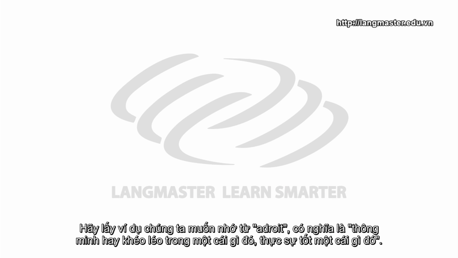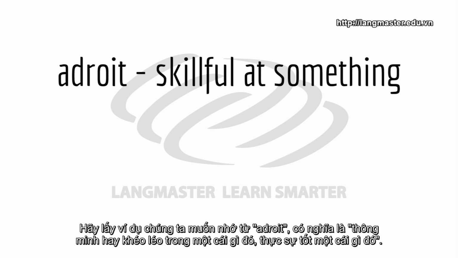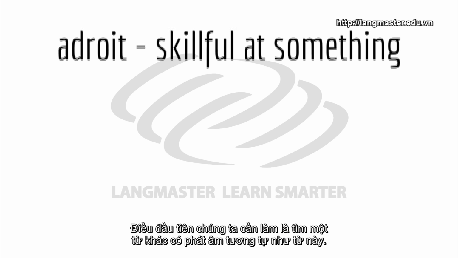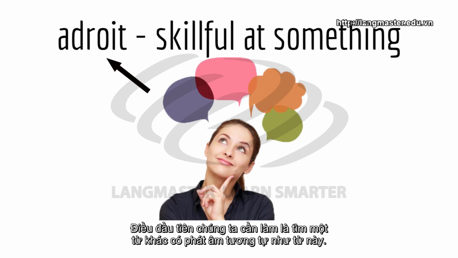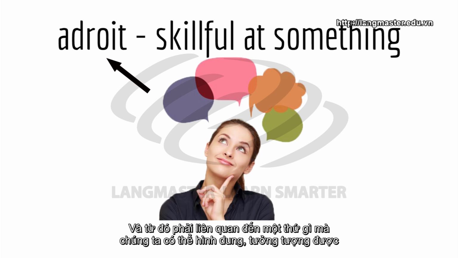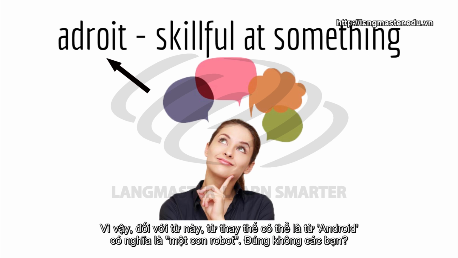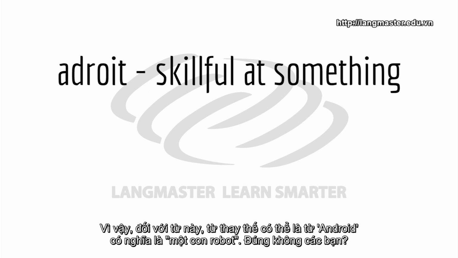So let's say we want to remember the word adroit, which means clever or skillful at something, really good at something. The first thing we need to do is come up with another word that sounds similar to this word. And that word must refer to something that we can visualize, something that we can see in our mind. So for this word, the substitute word could be the word android, which means a robot, right?